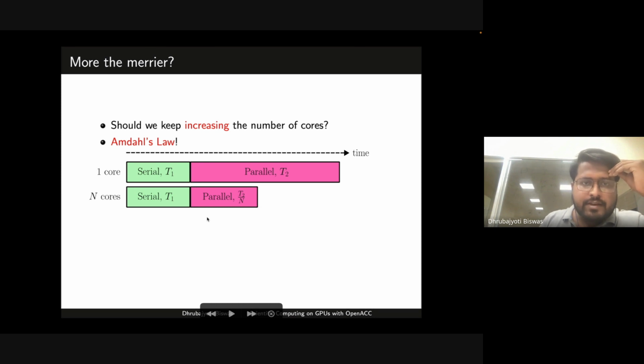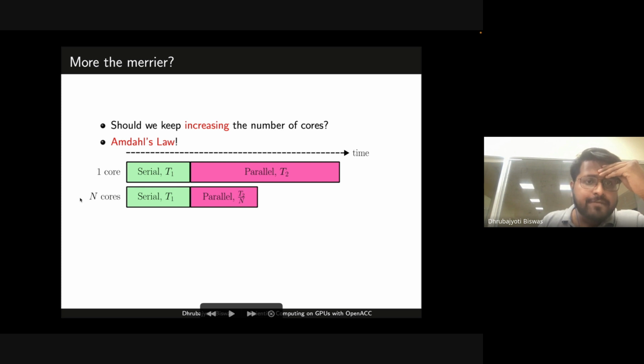Let's say that we have one task which has some serial part, because as we discussed before, not every job will be fully parallel. Some jobs will have a serial part and some parallel part: things which must be done serially and things which can be done in parallel. Let's say we are executing that on a single core system, and the serial part takes T1 time and the parallel part, which can be parallelized, takes T2 time.